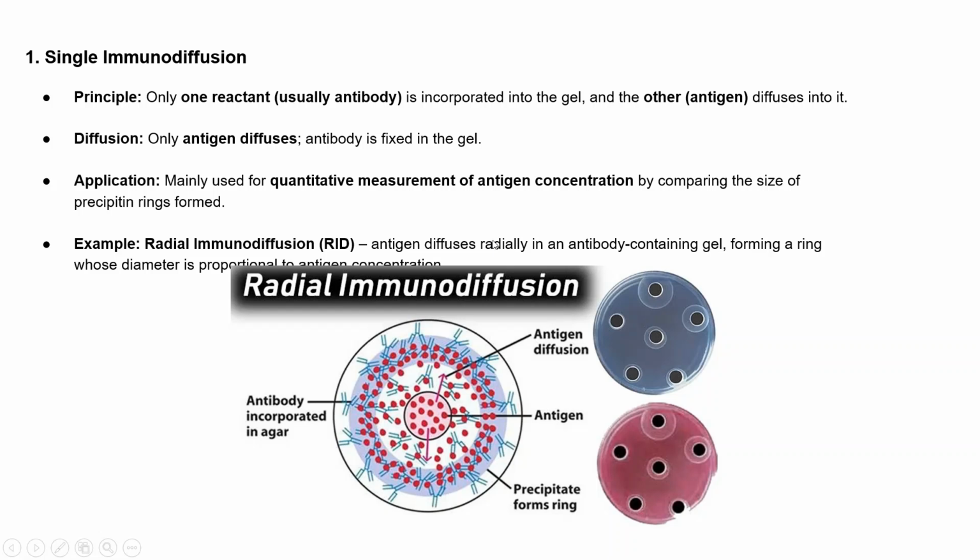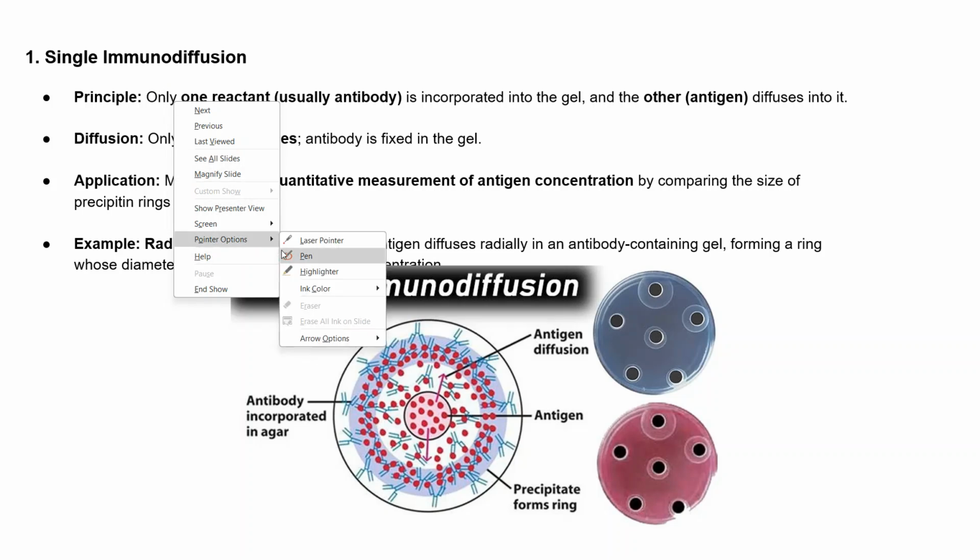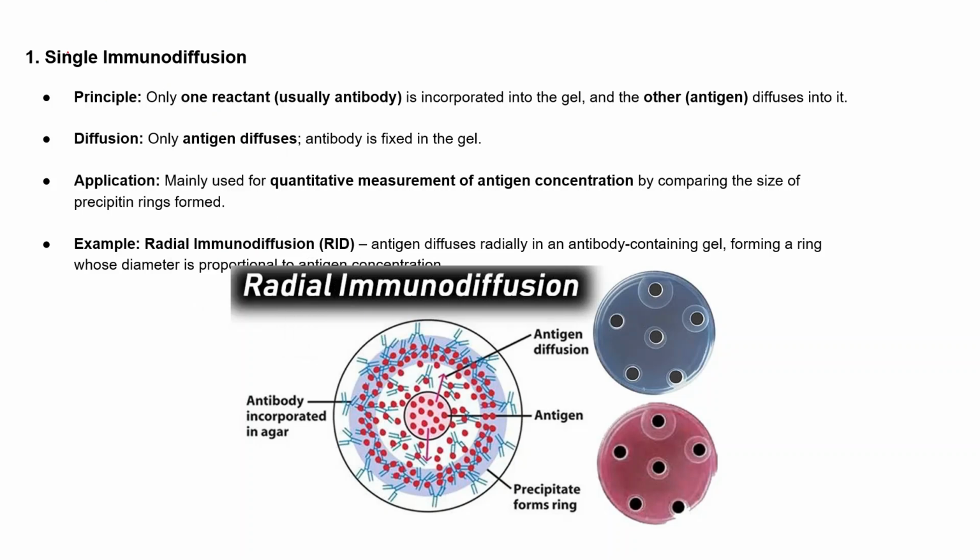As in the previous slide you had a doubt: what is the difference between single immunodiffusion and double immunodiffusion? In single immunodiffusion, as the name suggests, only a single thing diffuses. In immunodiffusion there are two things, antigen and antibody. In single immunodiffusion, either antigen or antibody will diffuse, only one of them.